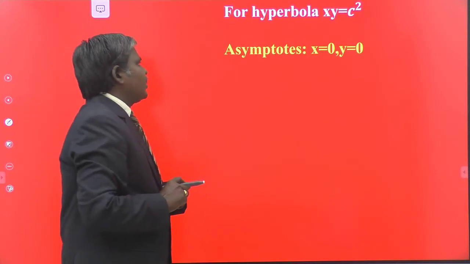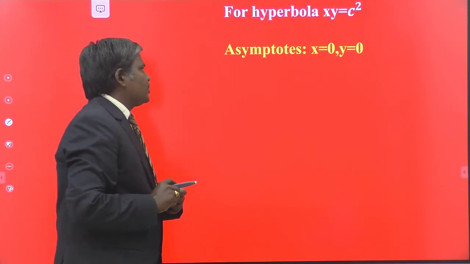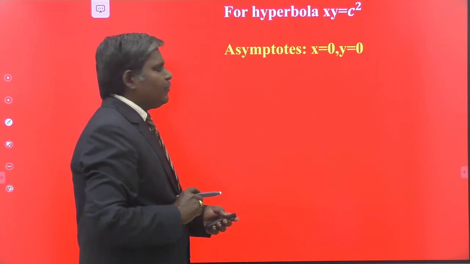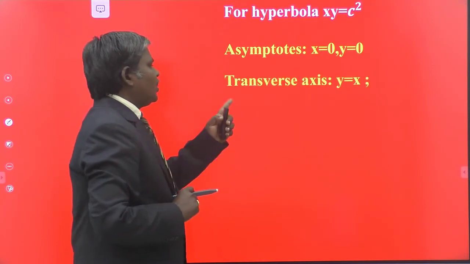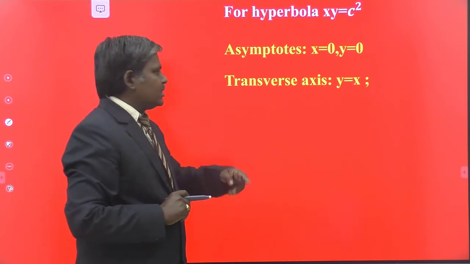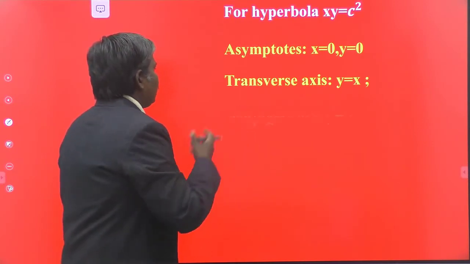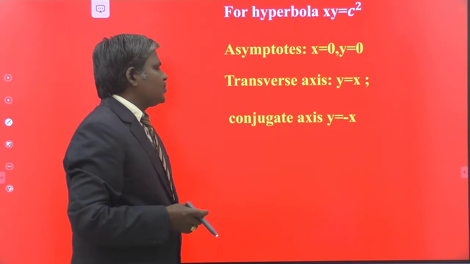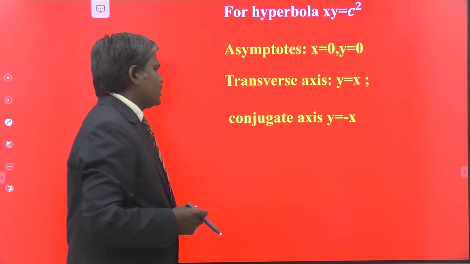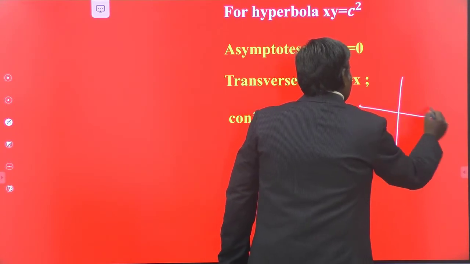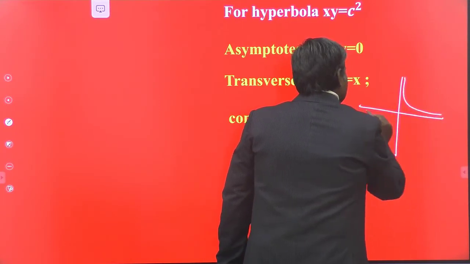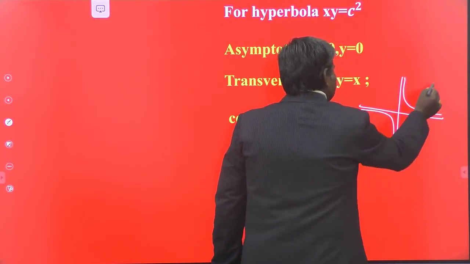So the asymptotes of the rectangular hyperbola xy equal to c square are x equal to 0 and y equal to 0. The transverse axis is y equal to x. Already we discussed it. The transverse axis is y equal to x and the conjugate axis is y equal to minus x. Now this is your rectangular hyperbola. x equal to 0, y equal to 0 are the asymptotes.